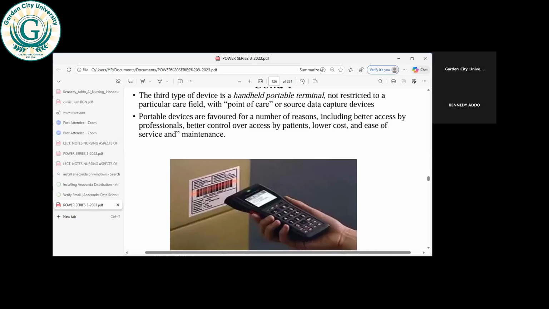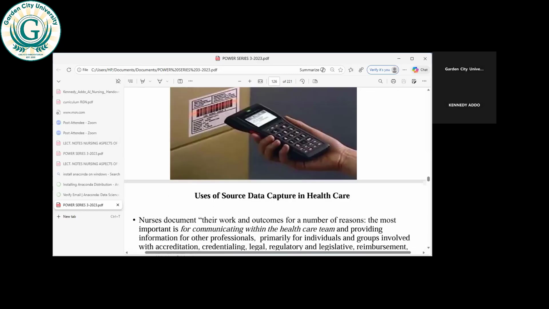Okay, so most clinicians appear to favor the handheld portable terminal because of easy access, better control over access by patient, lower cost, and then ease of service and maintenance. So these are the instances of how technology is improving our various ways of managing our patient records.